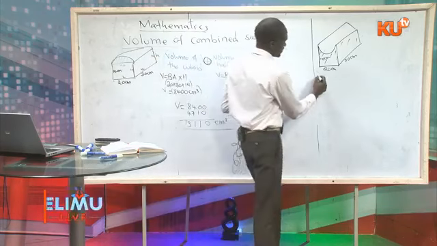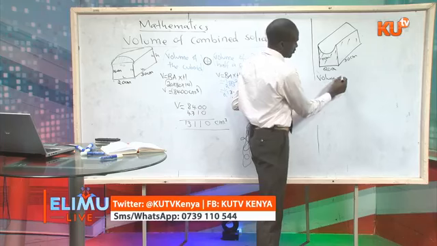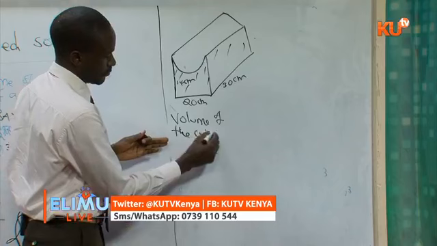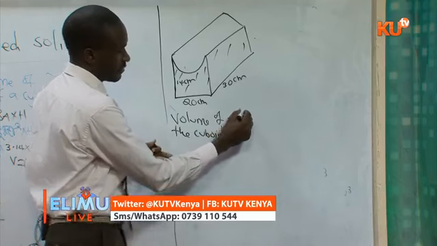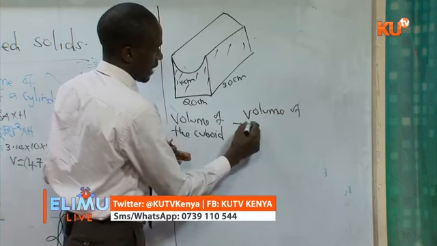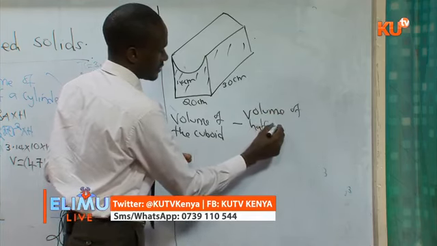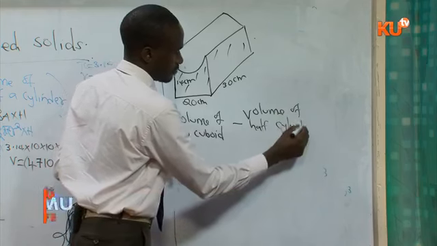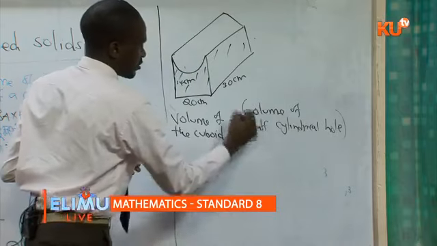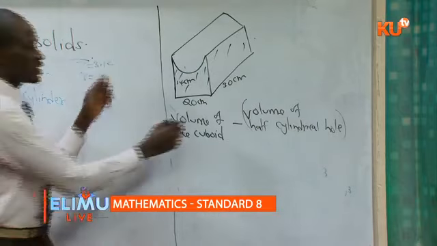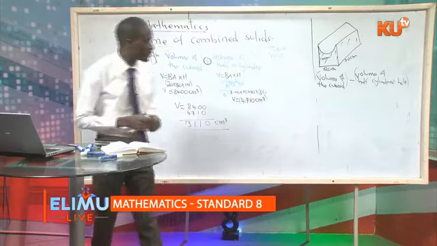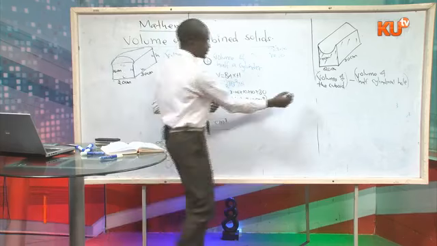So for this one, we say volume of the cuboid, take away volume of half cylindrical hole. I'll call it half cylindrical hole because it was drilled from the solid, which was a cuboid. It is going with the same approach.